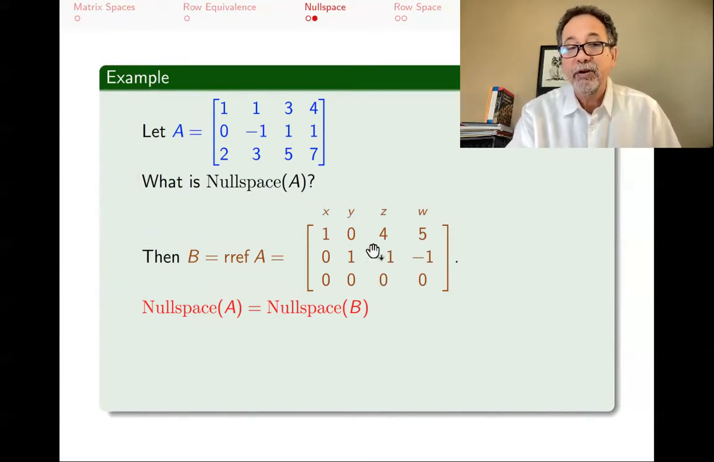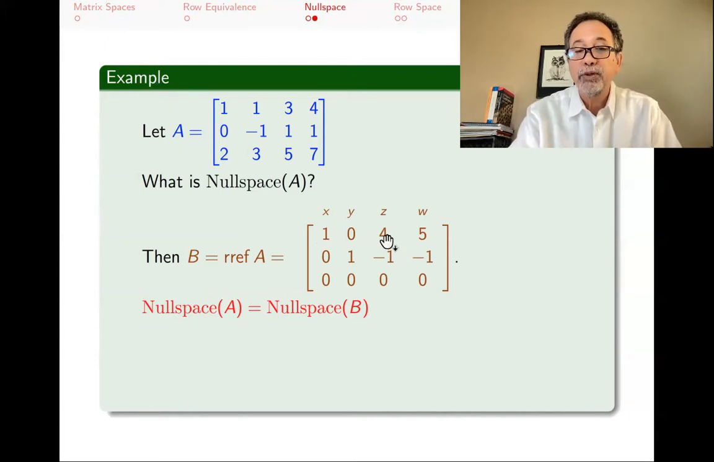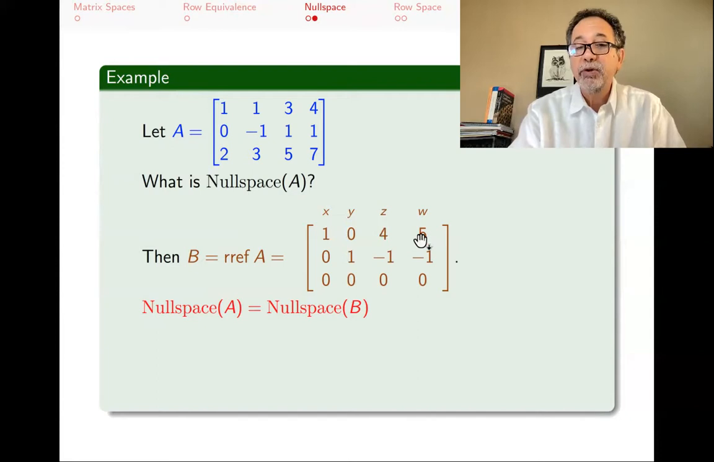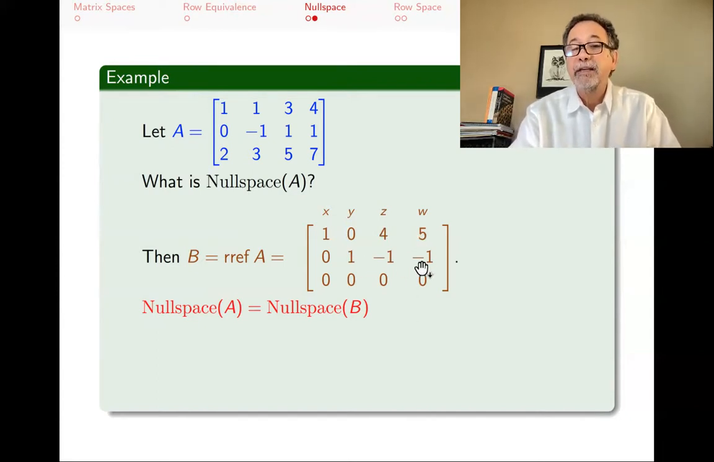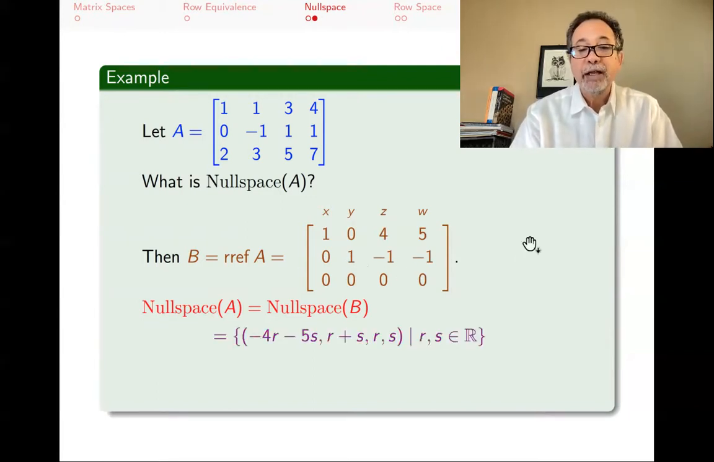And solving them is very easy because this first row is giving us an equation. It's telling us X plus 4Z plus 5W equals 0. And so X is just going to be minus 4Z minus 5W. And this one says Y minus Z minus W is 0. So Y is Z plus W. Therefore, we can write down the solutions.